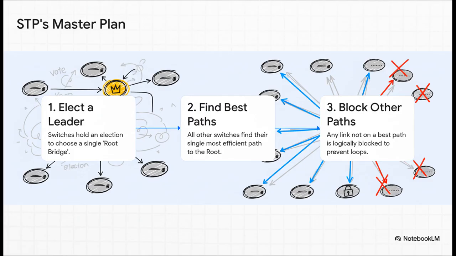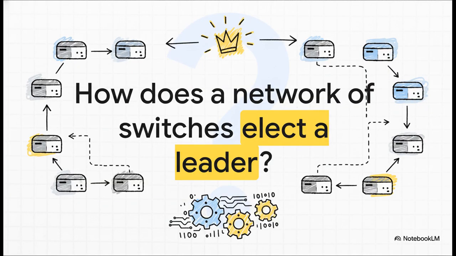Step 2, every other switch calculates its single, best, most efficient path back to that root bridge. And finally, and this is the magic part, any link that isn't part of one of those best paths gets put into a blocking state. And just like that, no more loops. But that leads to the really obvious question, doesn't it?